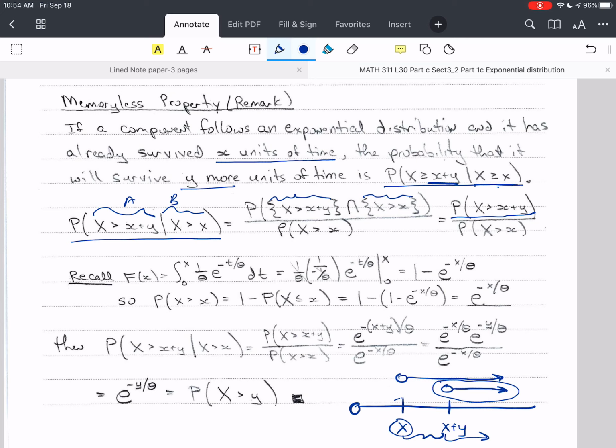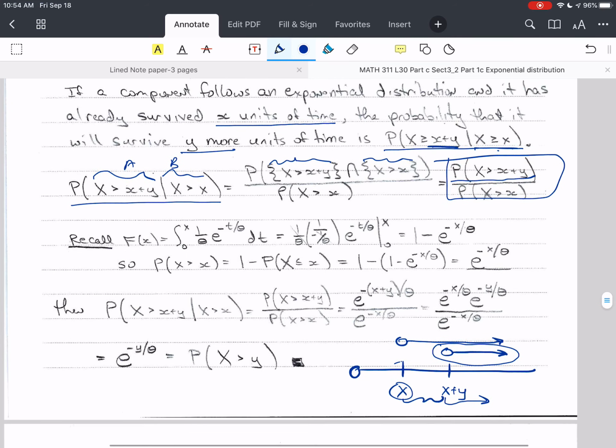So this would work for any distribution. We would come to this conclusion for the conditional probability. So remember that. Now let's look and see. I say recall, but I don't think I've shown that the CDF, F of x, which is something you'll want to add to your distribution sheet for the exponential distribution, if we walk through the integration, we get 1 minus e to the negative x over theta.